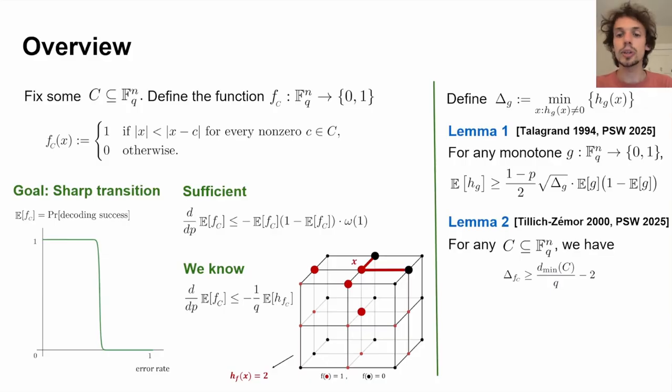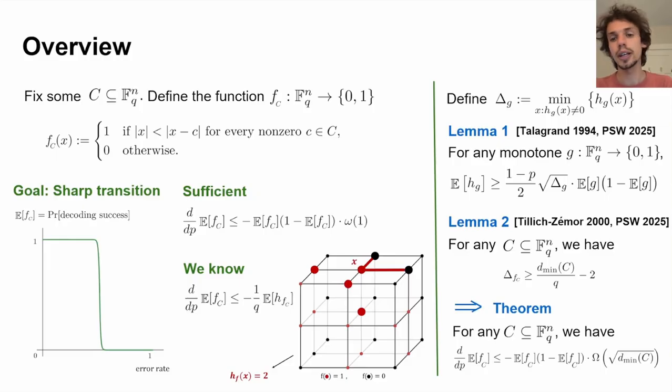And then the second lemma that we're going to need is that for a specific function f_C, the minimum non-zero value of the neighbor function can be bounded in terms of the minimum distance of C. And this was proven by Tillich and Zémor in 2000, and we also generalize it to arbitrary q in this work.